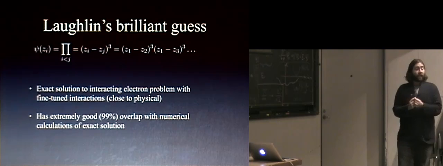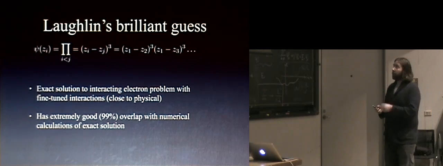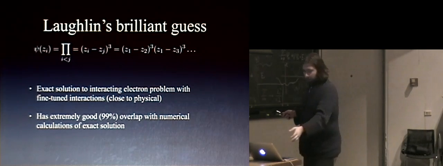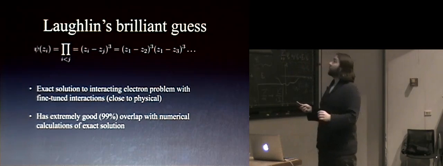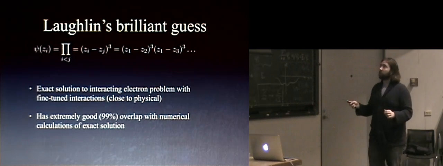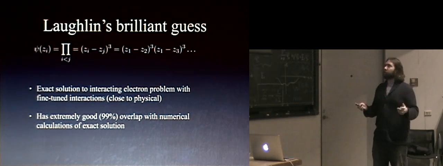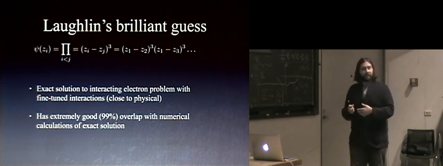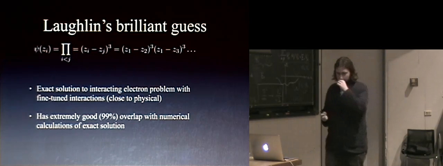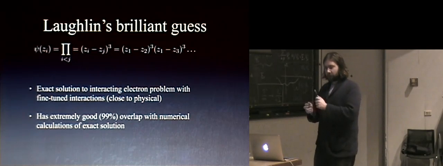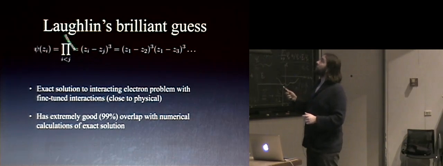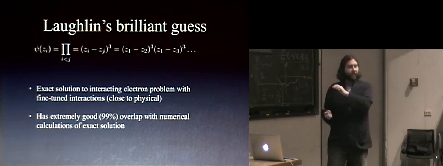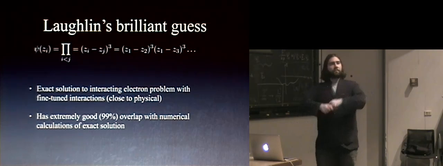If you actually really ask the problem of, what if I have honest-to-God Coulomb interactions in this material, then what you'll find is that it's very, very close. Say for 12 electrons, this guess has about 99% overlap with the actual exact answer that a computer will tell you. So there's a lot of really good physical intuition in this guess. And it was this intuition that led him to this. It was not really just something he invented.